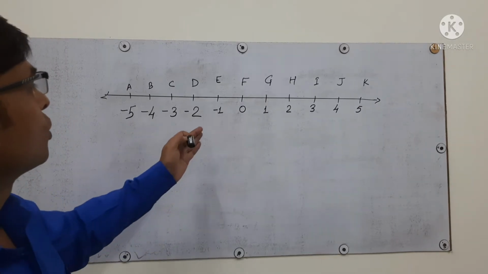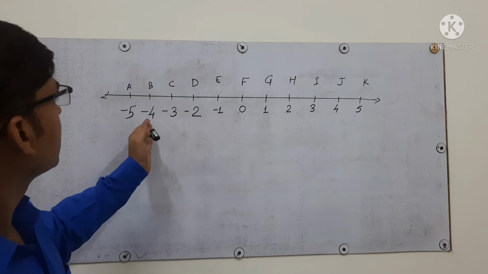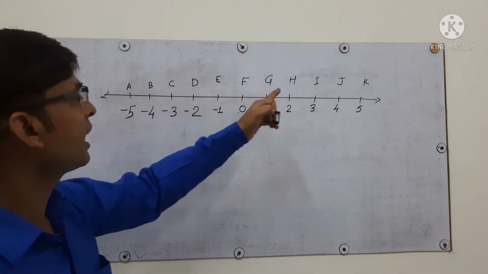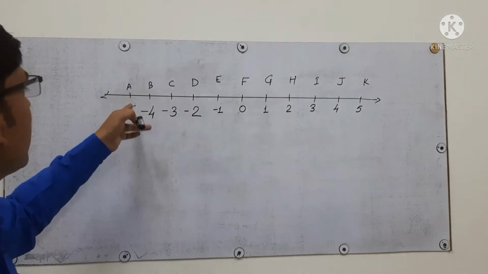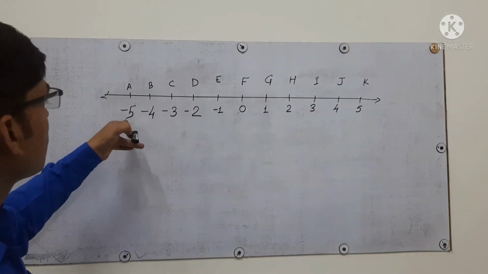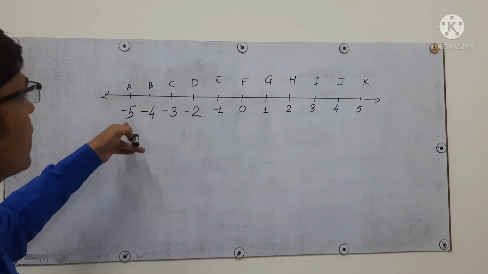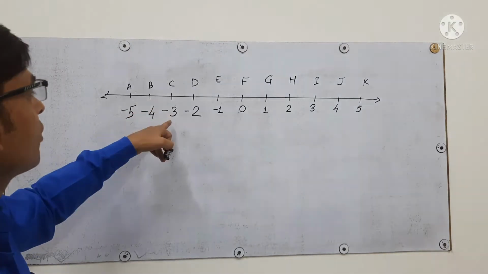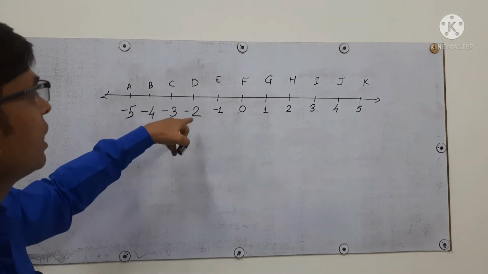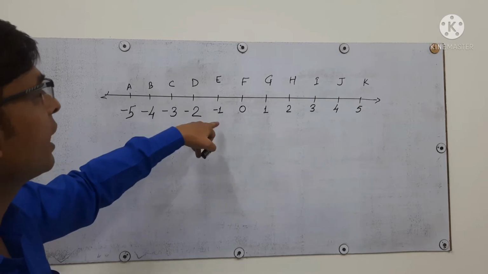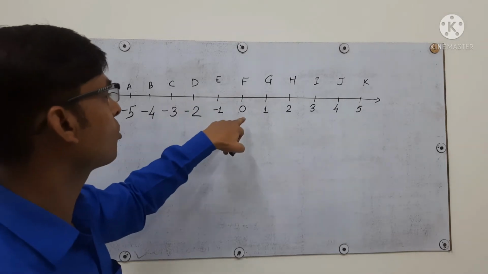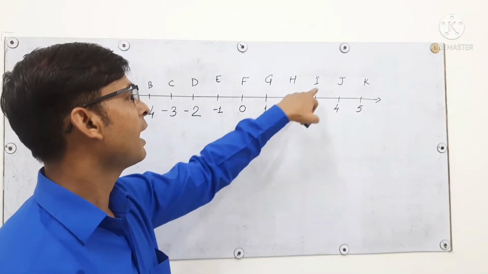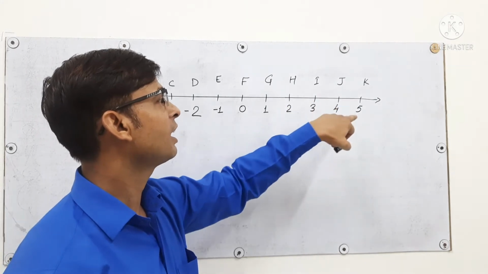So now look at this line. In this line we have marked A, B, C, D, E, F, G, H, I, J, K. At A we have the integer -5, at B we have -4, at C we have -3, and at D we have marked -2. Similarly at E we have marked -1, at F we have marked 0, at G we have marked 1, and similarly H is 2, I is 3, J is 4, and K is 5.